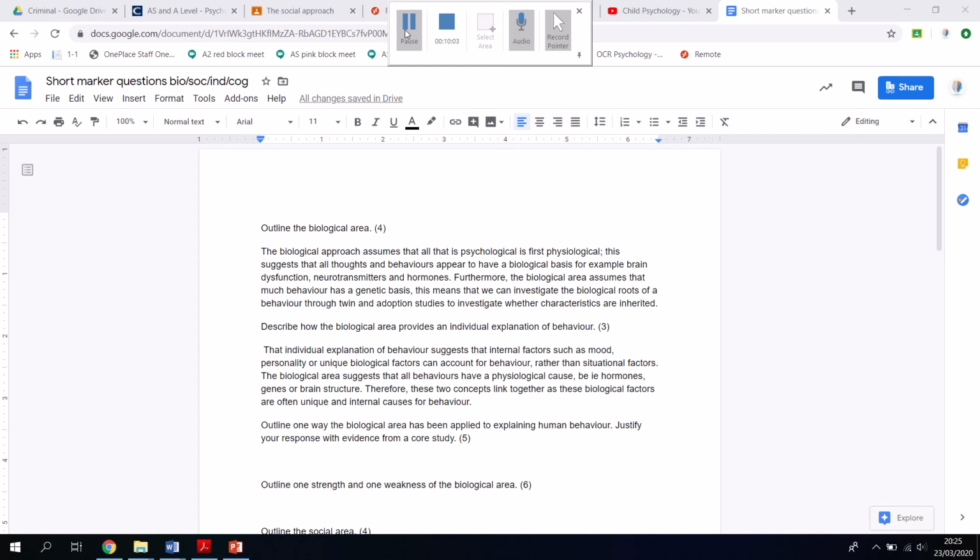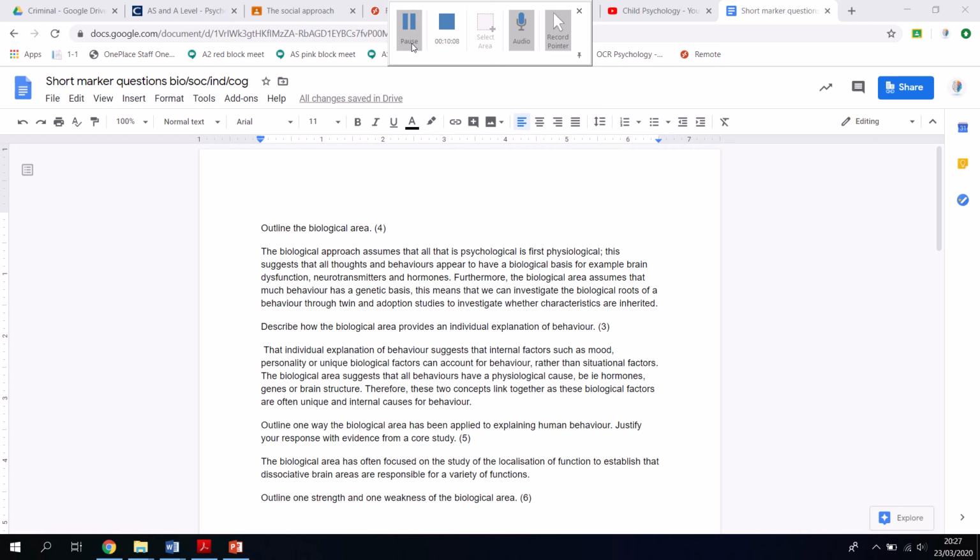Okay. So I'm going to start typing up a bit of a model answer for you. The first sentence that I've written out there: the biological area has often focused on the study of localization of function. We did talk about localization of function when we first started looking at the biological area. We said that there is such a thing as lateralization of functioning, which suggests that the left hemisphere and the right hemisphere have different functions. But then there's localization of function, which is looking at particular brain structures and what their functions are.